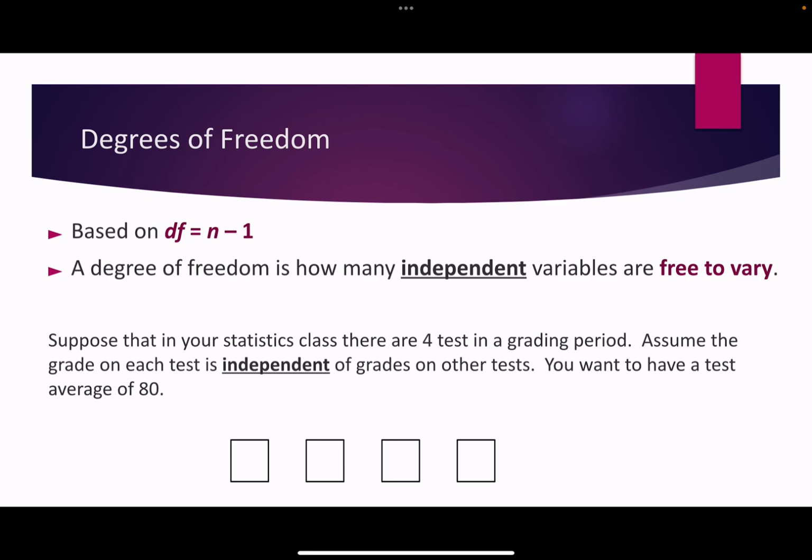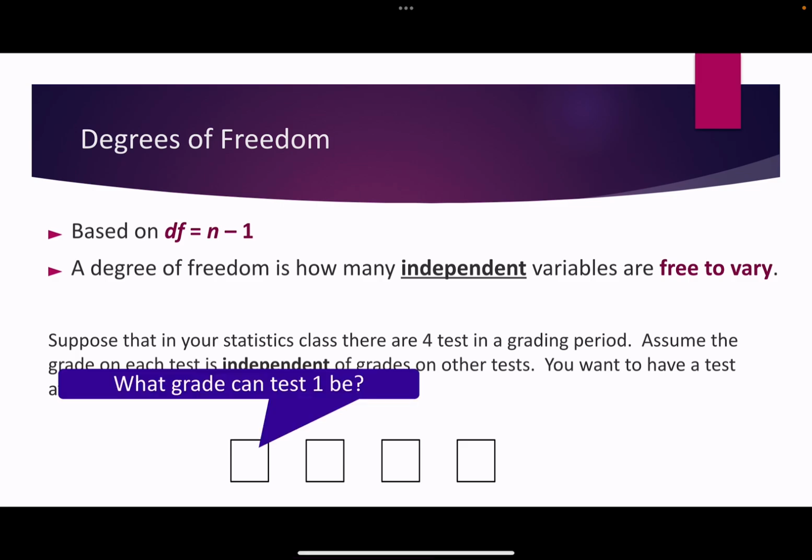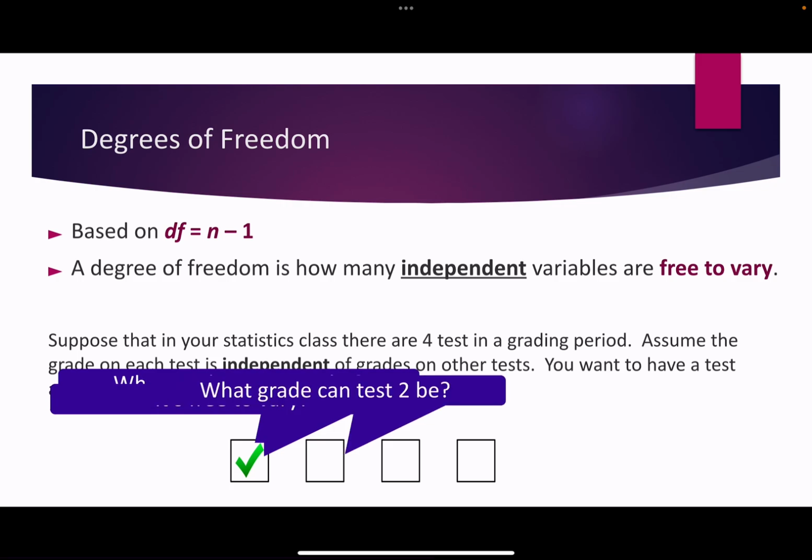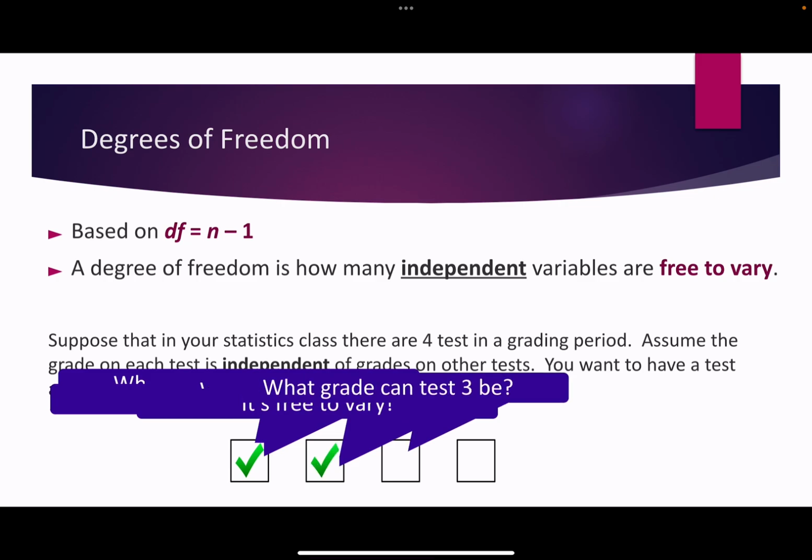So here are your 4 tests. What grade can test 1 be? Well, it can be anything, right? Is it free to vary? Yes, it is. At this point, there is no judgment on that one. What about test 2? Is it free to vary? Yes, it is. What about test 3? Is it free to vary? Well, at this point, it is free to vary. So right now, all of those are free to vary.